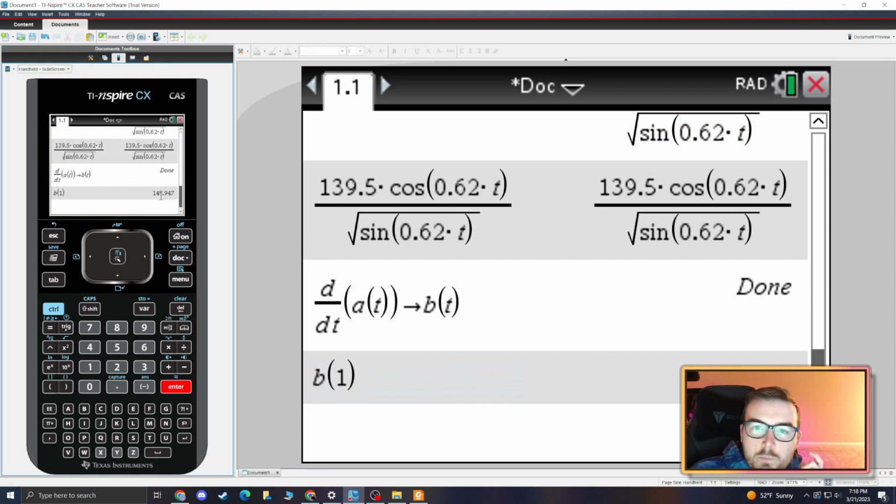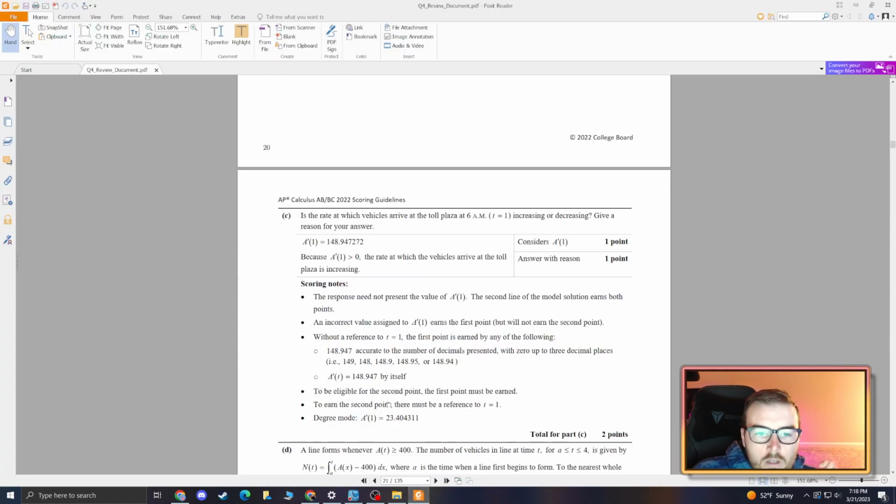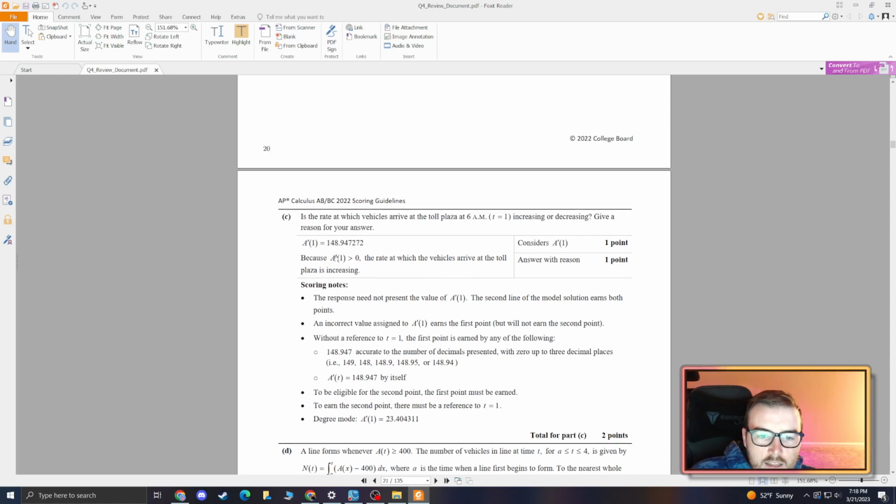And because that number is positive, that means that the function is increasing. And it wants you to give a reason. And you must say A prime of 1 is greater than 0. Thus, or however you want to say that, the rate at which the vehicles arrive is increasing, right? It's really important that you say the A prime of 1 is greater than 0 because that is your evidence. You can't say anything else. That's your evidence. Okay.